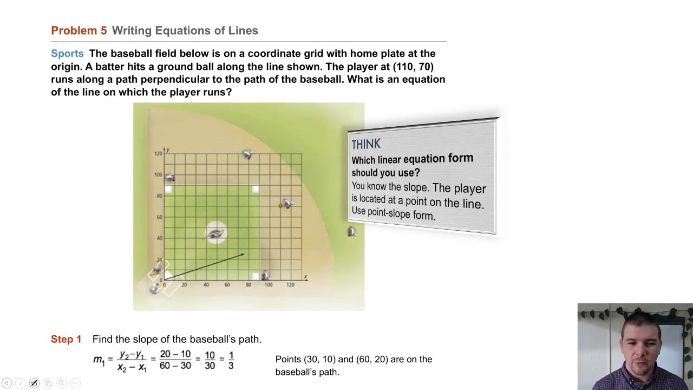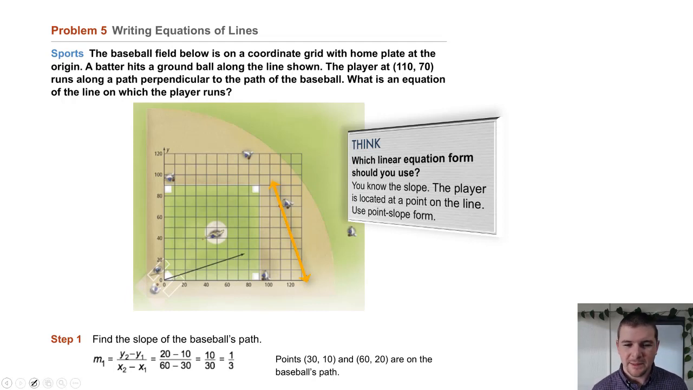Problem 5, writing equations of lines. A sports item: the baseball field below is on a coordinate grid with home plate at the origin. A batter hits a ground ball along the line shown. The player at coordinates (110, 70) runs along a path perpendicular to the path of the baseball. What is an equation of the line on which the player runs?